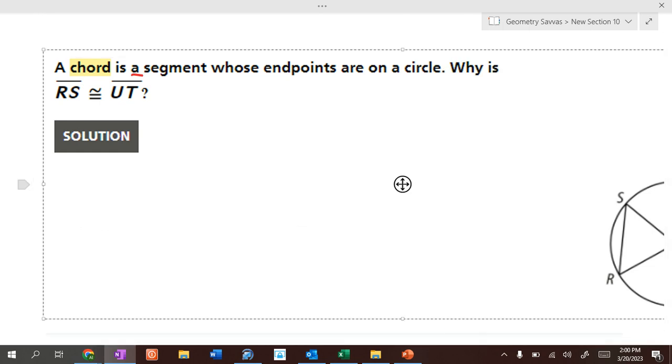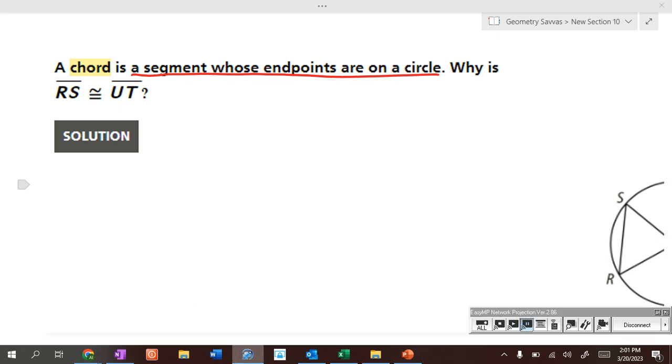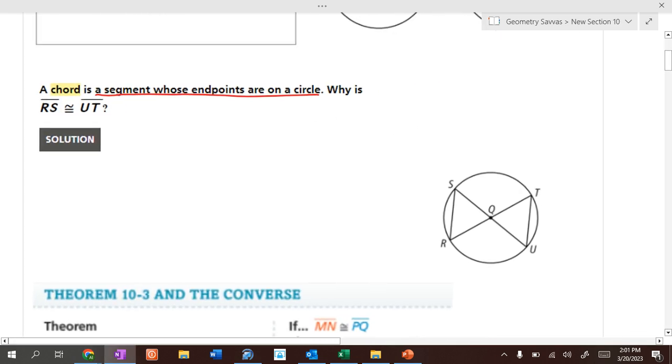All right. So a chord is a segment whose endpoints are on the circle. So in this case, TU would be a chord. SR would be a chord.